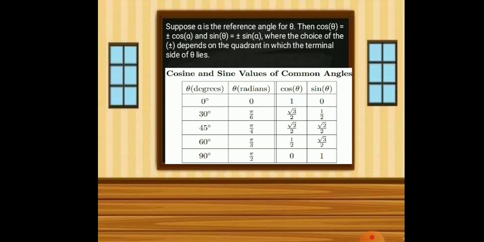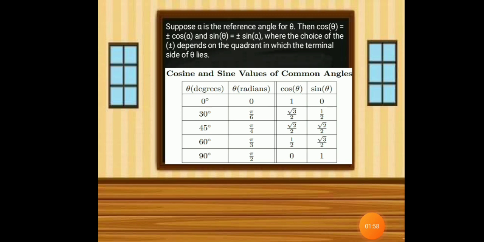So we have 0 degrees, 0 radians, cosine 1, sine 0. 30 degrees, pi over 6, cosine theta square root of 3 over 2, and sine theta is 1/2. 45 degrees, pi over 4, cosine theta square root of 2 over 2, sine theta square root of 2 over 2. 60 degrees, pi over 3, cosine theta 1/2, sine theta square root of 3 over 2. 90 degrees, pi over 2, cosine theta 0, sine theta is 1.